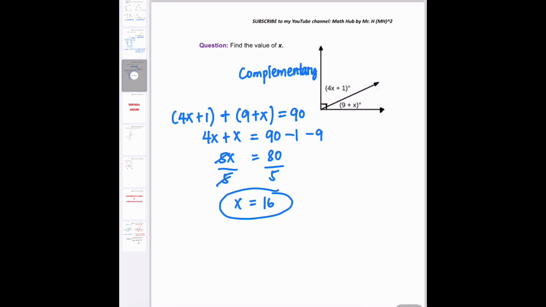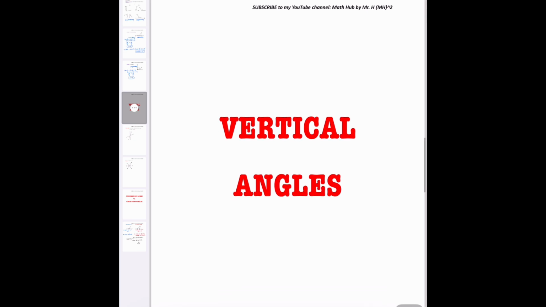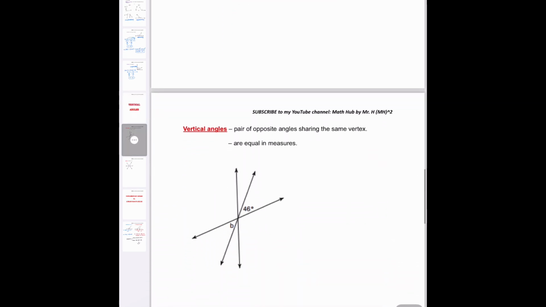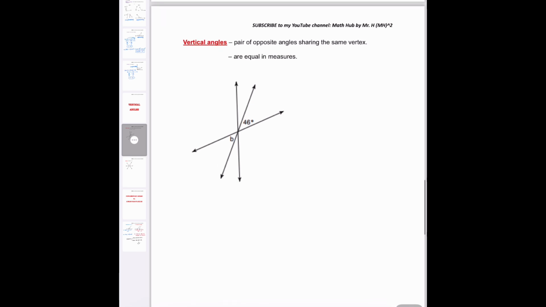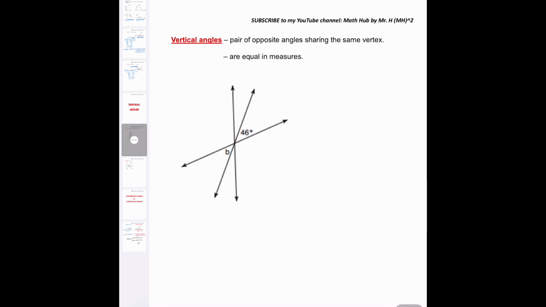The other pair of angles that we will be discussing is what we call the vertical angles. So what are vertical angles? Vertical angles, by definition, are a pair of opposite angles sharing the same vertex. Vertical angles are equal in measure.